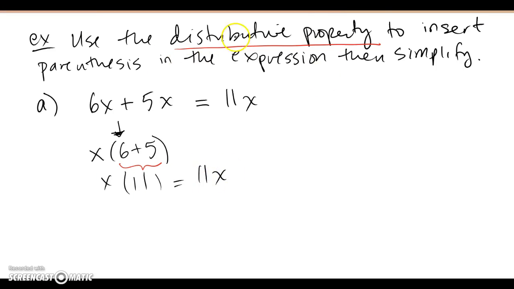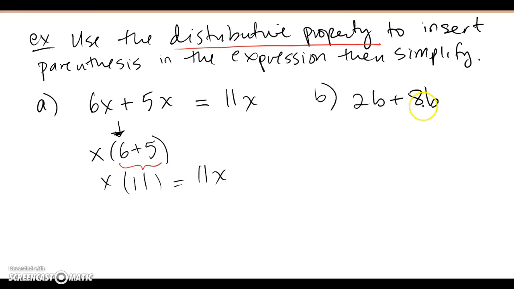So the directions sort of force us to think, okay, the x must have been outside, maybe in the front or in the back, and I must have had a 6 plus 5 that gives me 11, so ultimately I get 11x. That's what they're forcing us to do, but we know that 6 of these guys plus 5 of those guys automatically equals 11 of those guys.